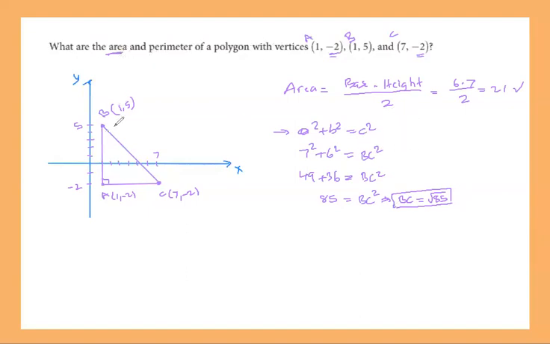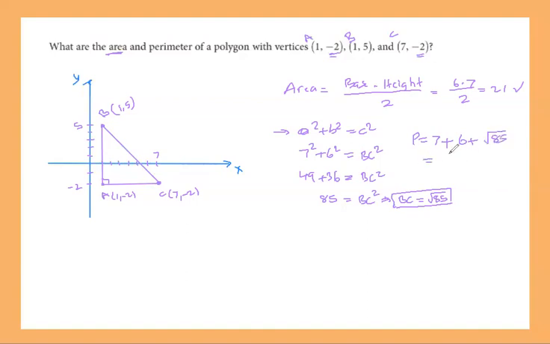So then we already know all three sides. The answer to the question is the perimeter of the polygon: this side was 7, and then this side was 6 units, and then BC is root 85.